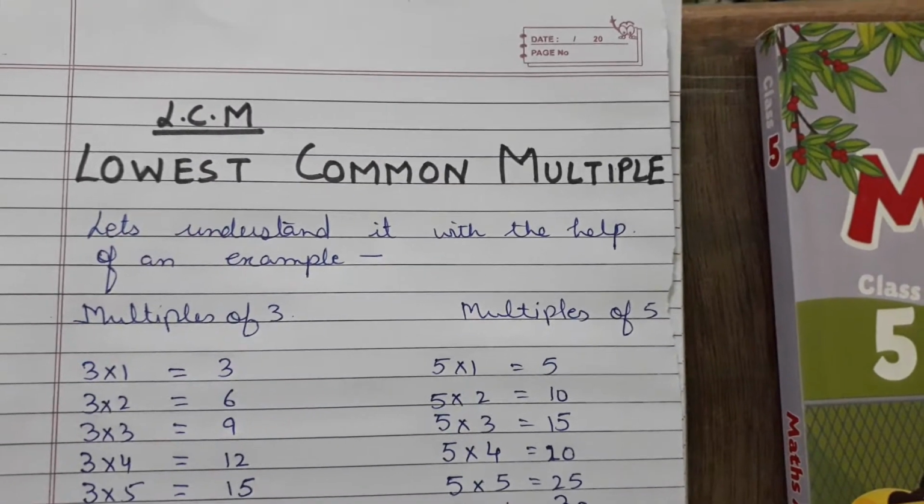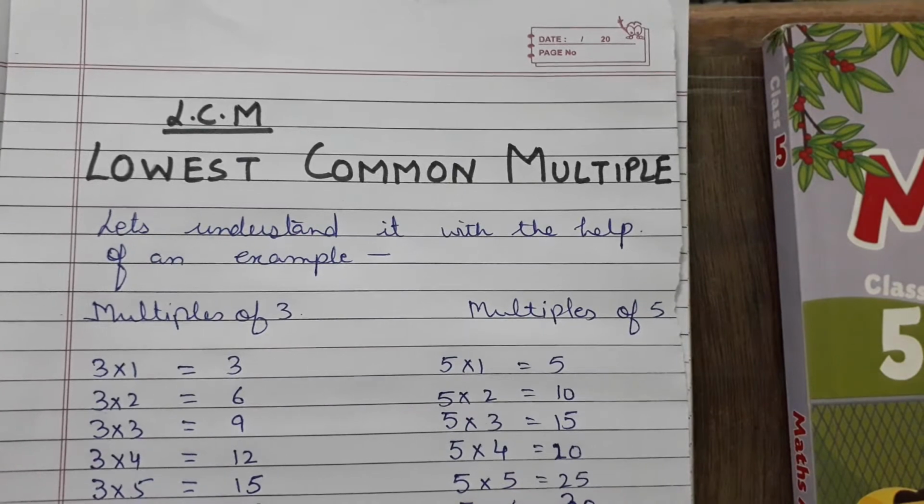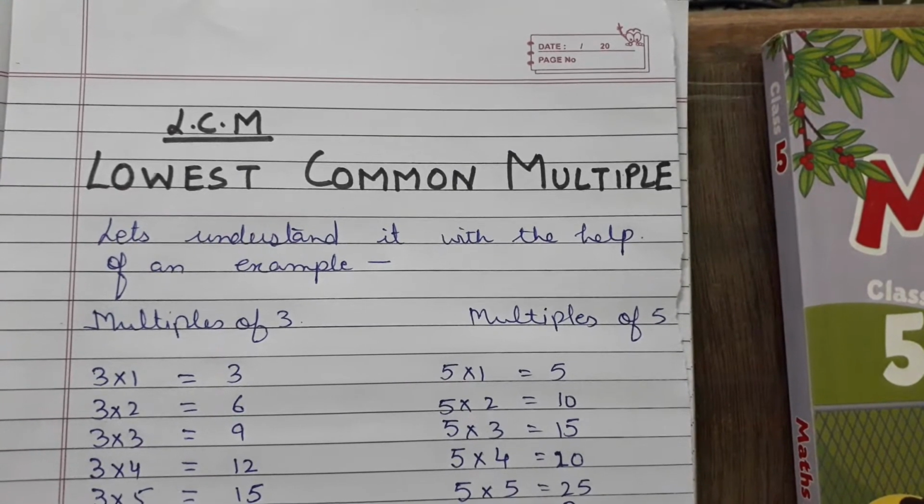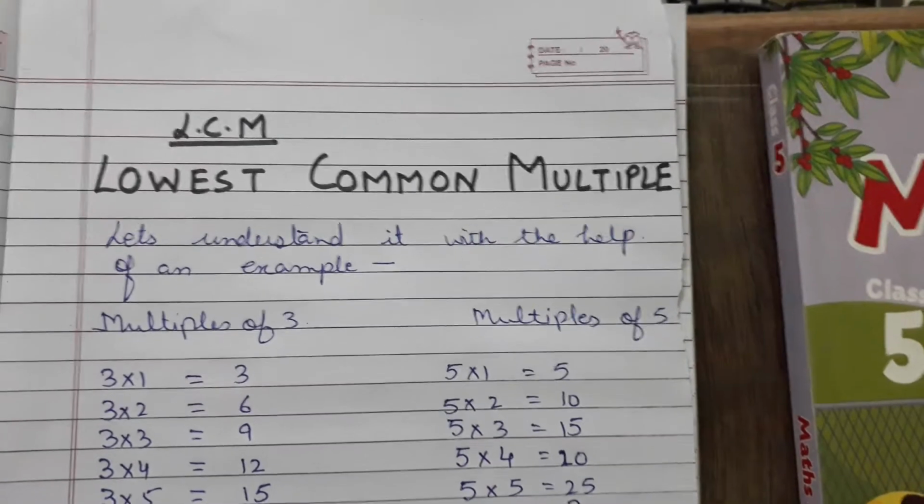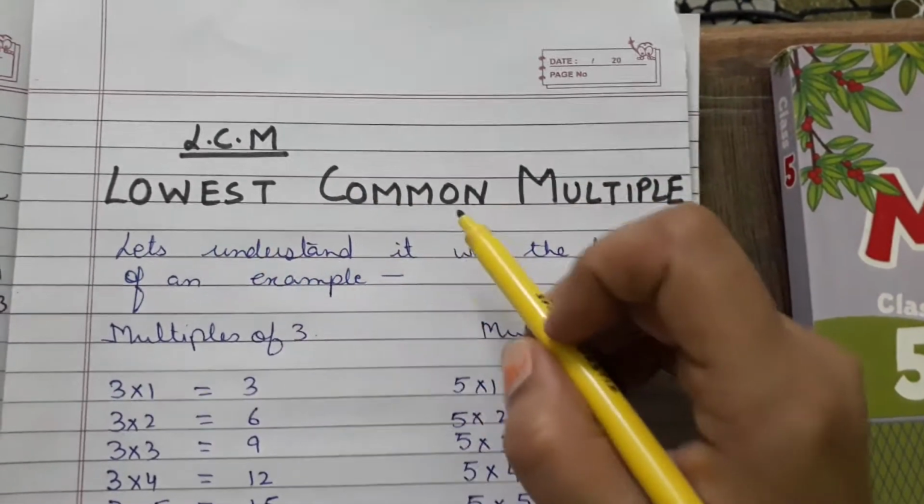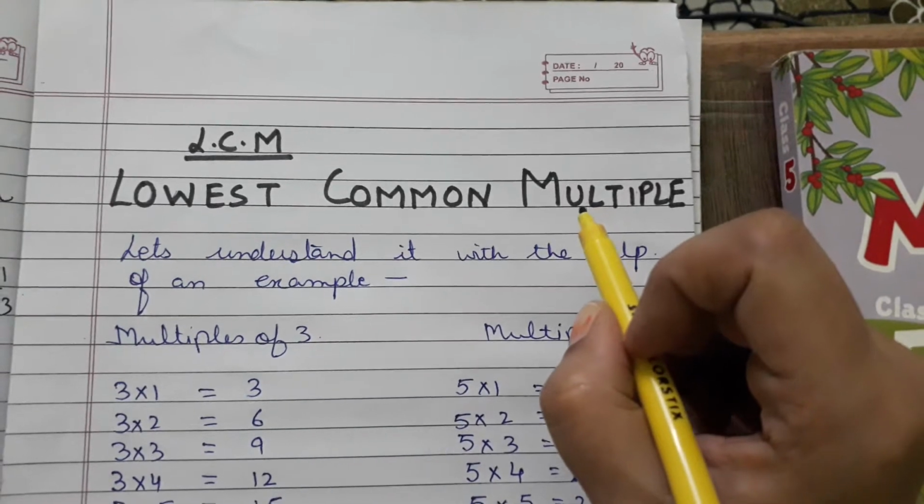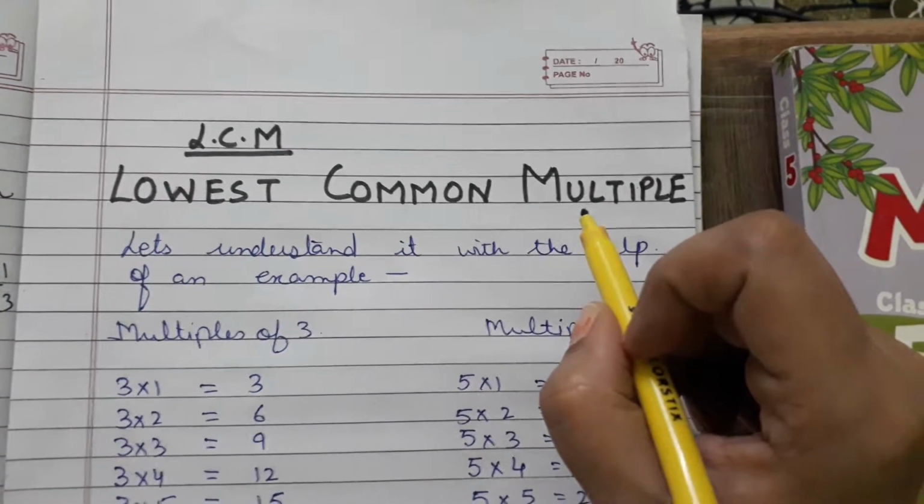Hello children. In continuation with our chapter number 3, factors and multiples, our next topic is LCM. LCM is the lowest common multiple. Let us understand it with the help of examples.